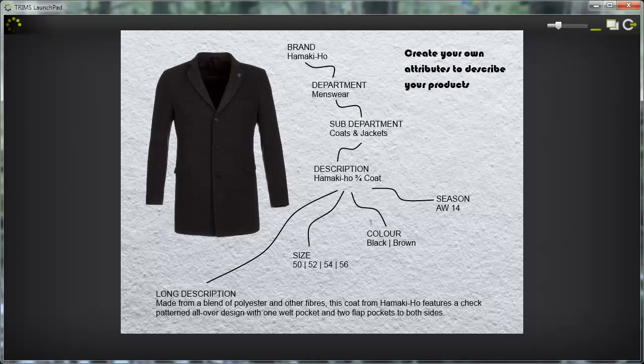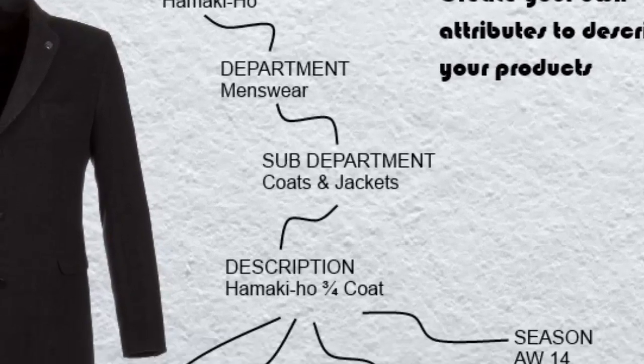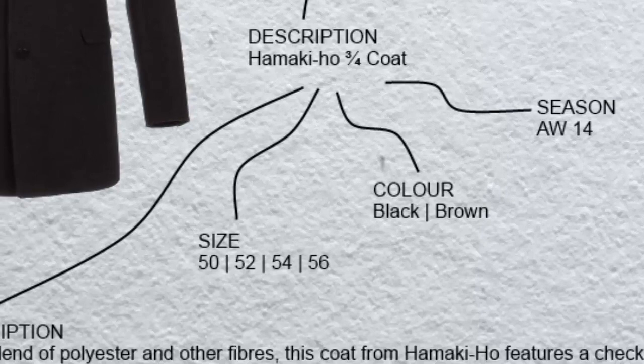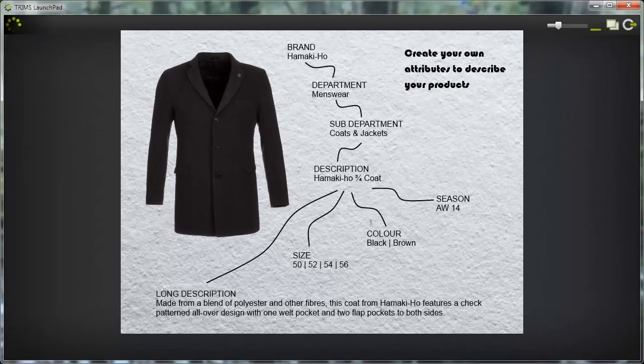Some of these attributes behave differently than others. Departments and sub-departments are used to categorise a product. The same product may come in different colours and sizes, so these behave as variants. Any other single information you want to hold, like season and long description, are known as tags. So each attribute needs one of three behaviours: category, variant, or tag.